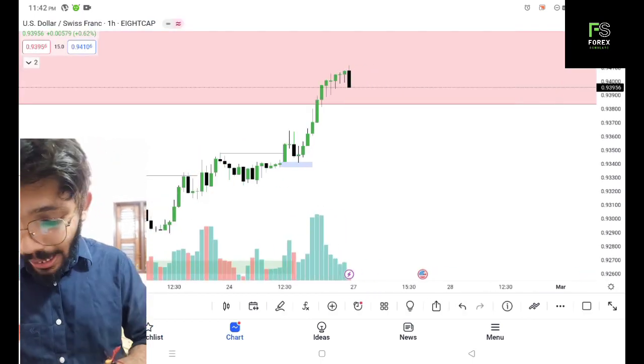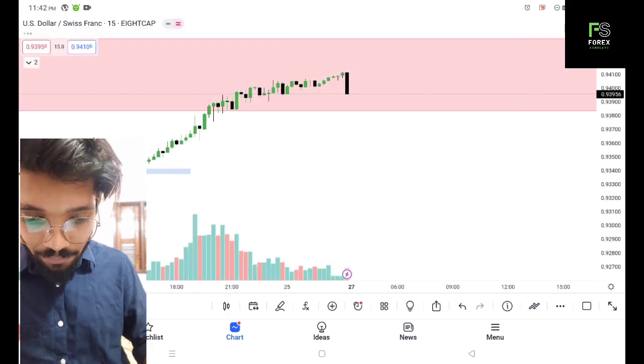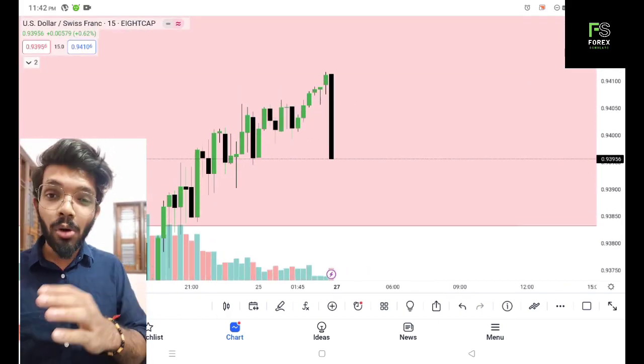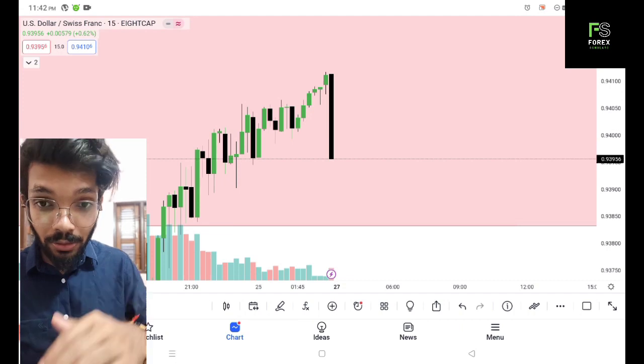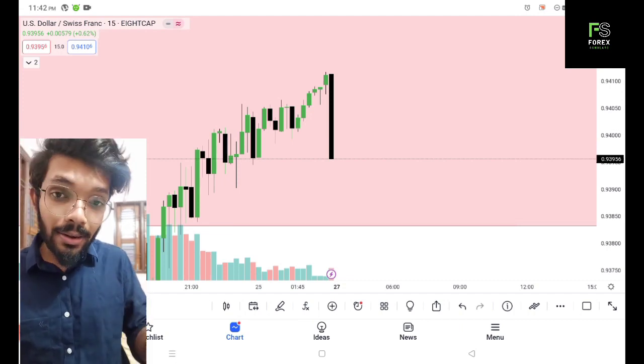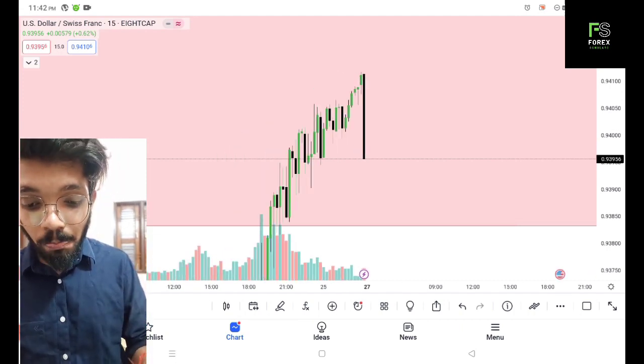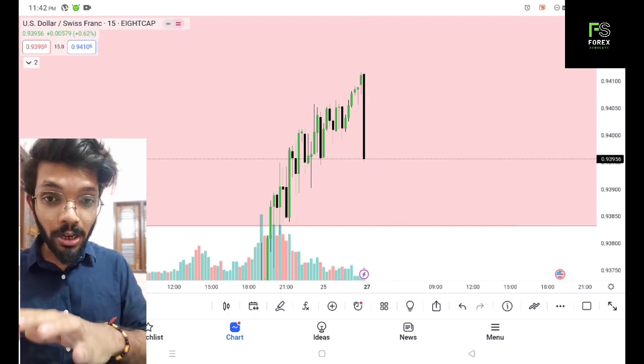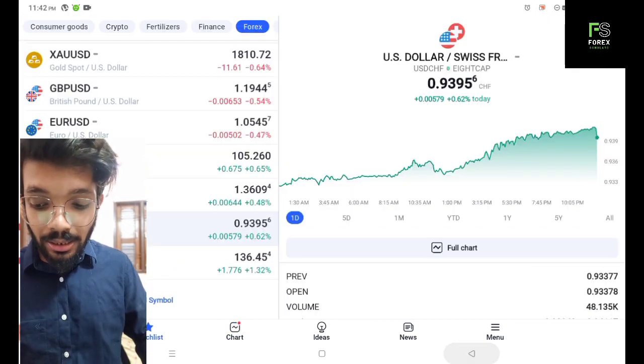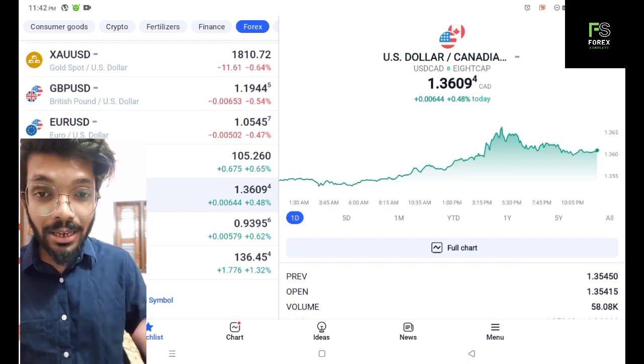When we come to USD-CHF, we can see that it has gone deep into the supply zone, and if you see on the 15 minutes time frame, it is kind of a chalk, although I would not consider trading it with full risk. But you can if you are a risk taker, because this particular candle looks pretty solid in a supply zone, and it can be something that can be taken a chance on.